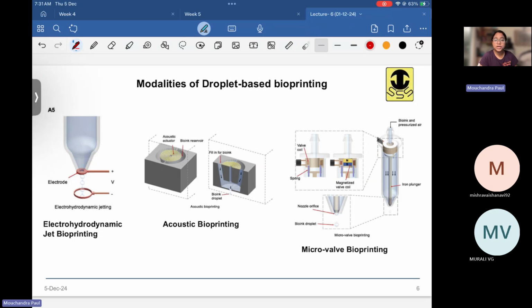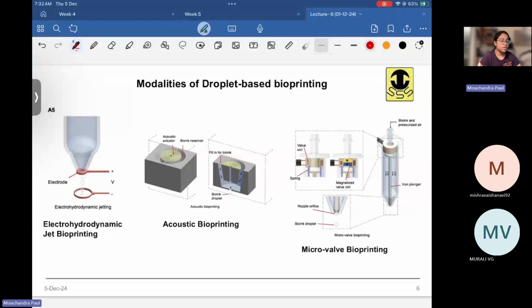In microvalve bioprinting, you use a microvalve connected with a plunger, and this plunger basically gates the tip of the fluid chamber. The tip of the fluid chamber is basically conical, but it has a big diameter. The diameter of the aperture is quite big. It is not very small as we saw in inkjet-based bioprinting.